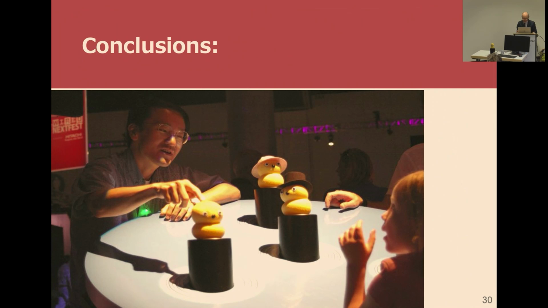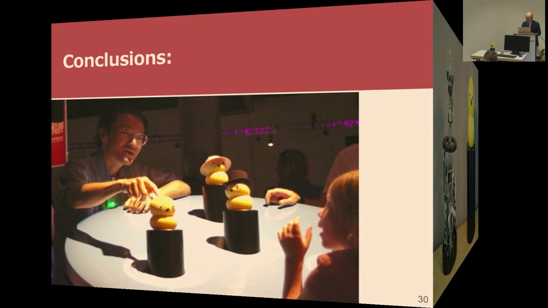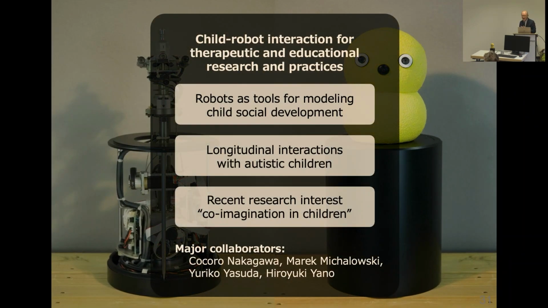Now, let's jump to the conclusion. After that, I'd like to show a small demonstration with Keepon. I talked about child-robot interaction for therapeutic and educational research and practices. We've gone through these 3 points: robots as tools for modeling child social development and cognitive development, and longitudinal observation of interaction between Keepon and autistic children.